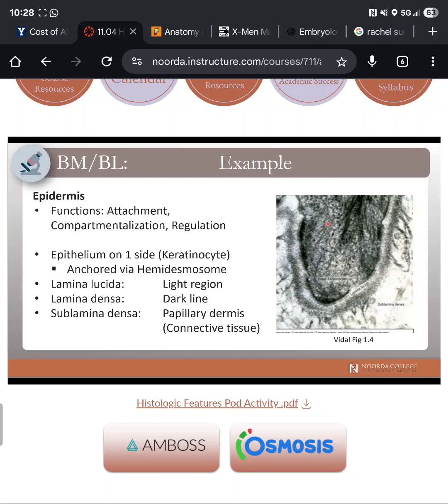So you can see that the cell is anchored down to the basement membrane via hemidesmosomes, and you can distinctly see the lamina lucida and the lamina densa. Don't forget what is the composition of the lamina lucida, and what comprises the lamina densa. Don't forget the phrase laminated collar around the neck.